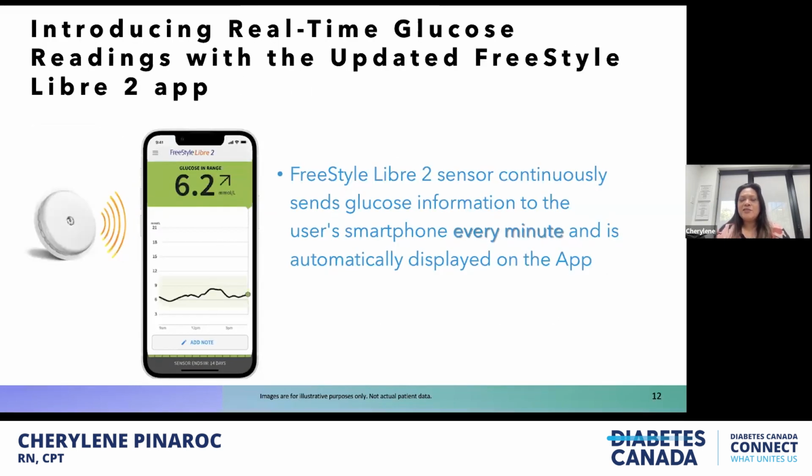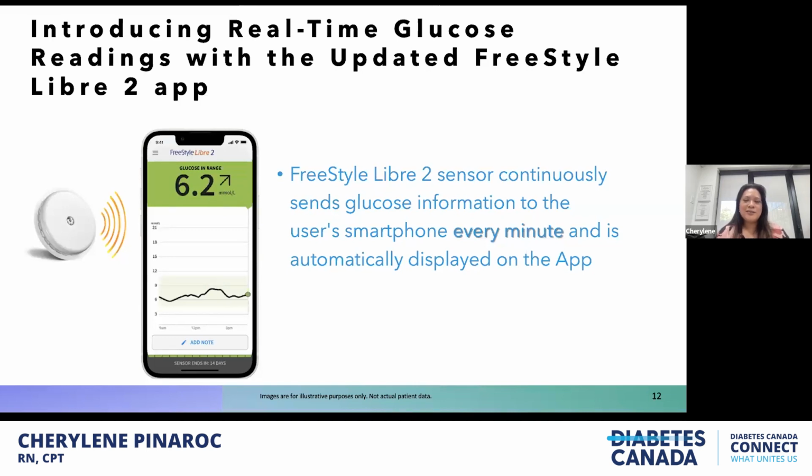One of the new updates right now with the Freestyle Libre and Abbott is that they've recently done an update for real-time glucose readings with the updated Freestyle Libre 2 app. Unfortunately, it's not available with the readers right now, but if you have the Freestyle Libre 2 on your phone, you are able to continuously see your blood sugar values.